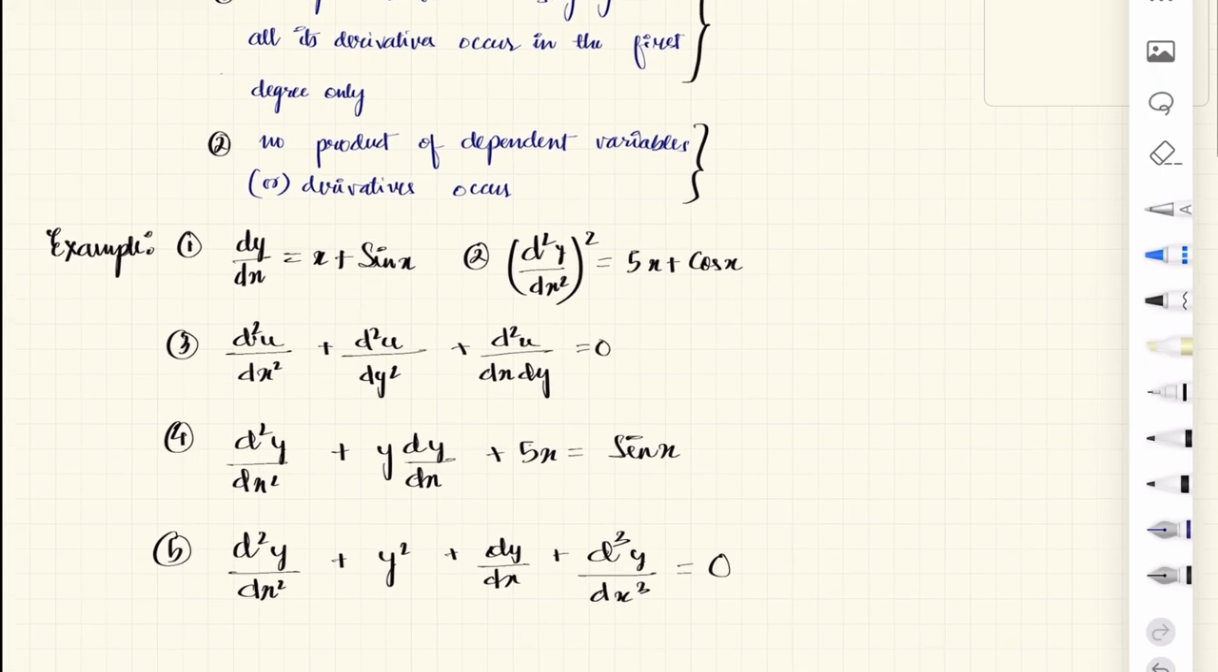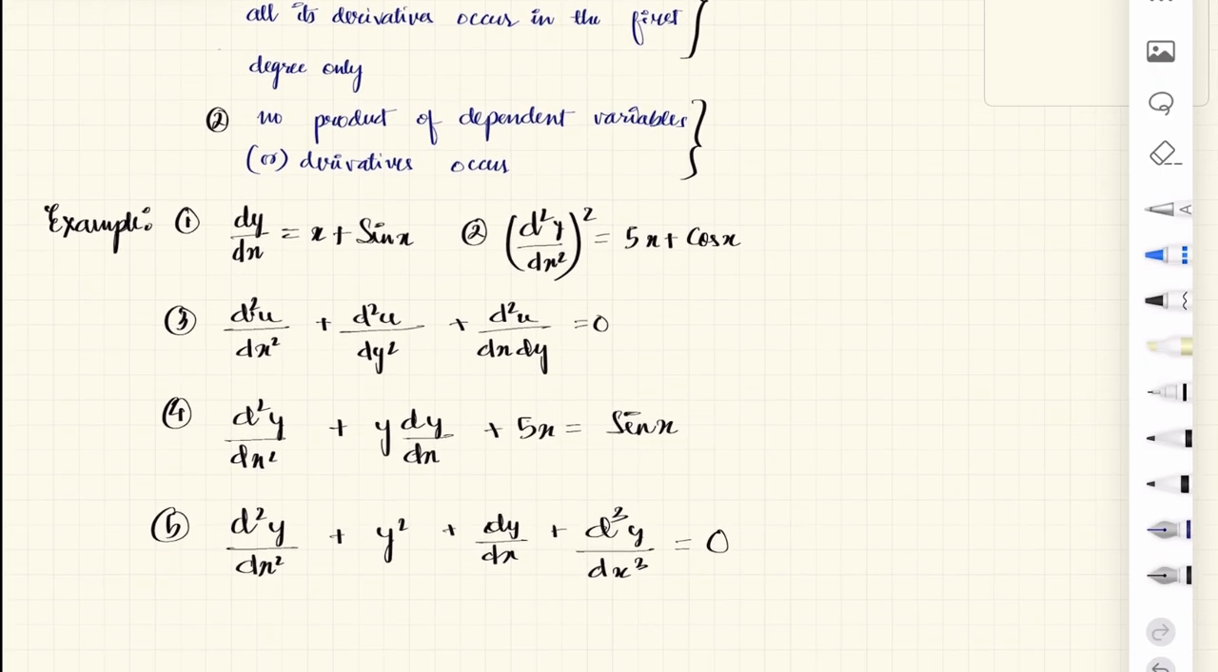So what about the third example? This one is the highest derivative. Yes, this one is the highest derivative.